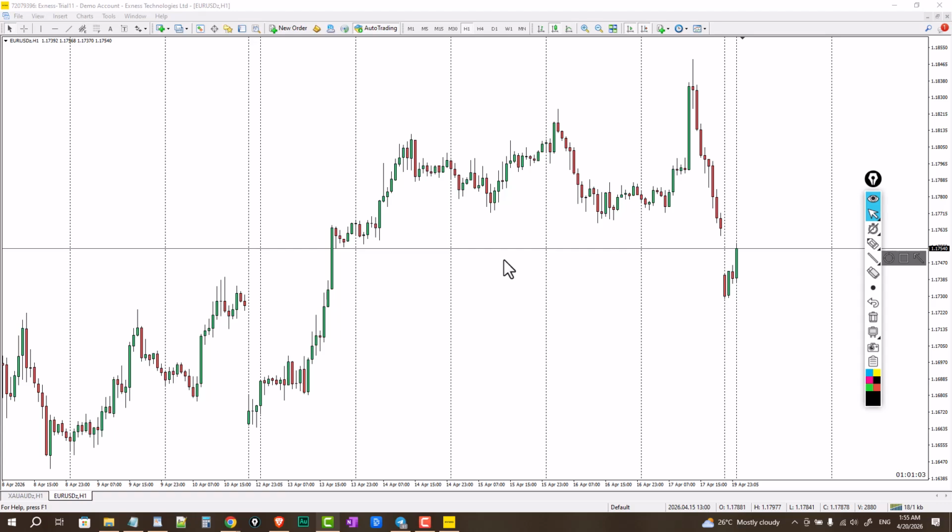But in this class I want to show you that you can not only use it for that method, but you can also use it to gauge momentum or the strength of a move in the markets. And that's basically what this whole class is about.